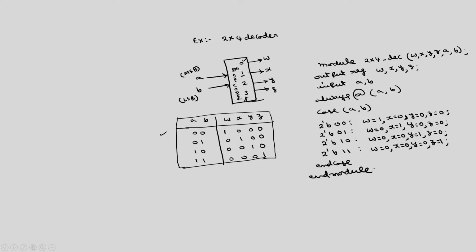This is about the 2 to 4 decoder using case statement. Okay. Similarly, you can have a comparator also. Another example is a 4-bit comparator.